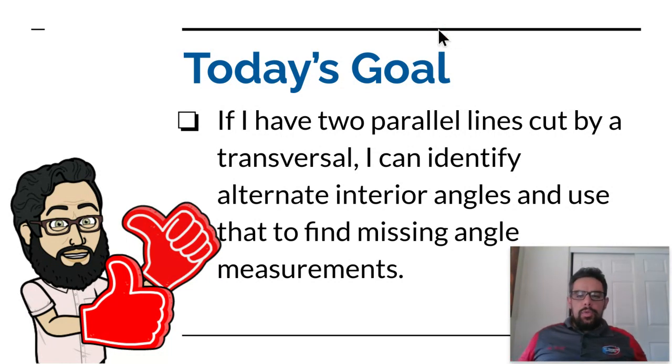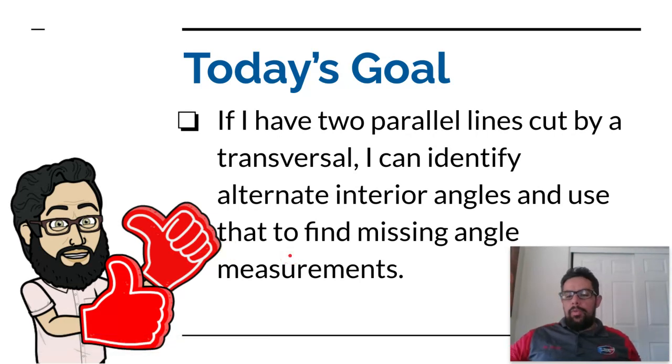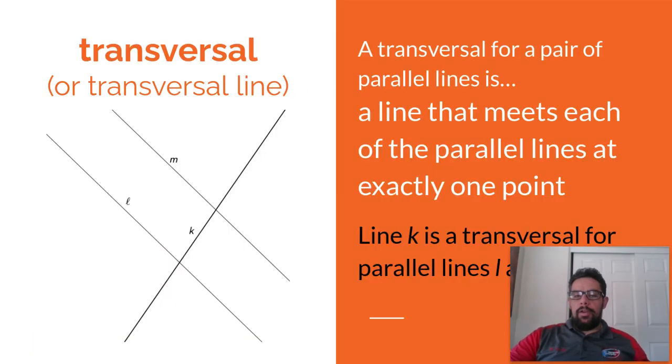If I have two parallel lines cut by a transversal, I can identify alternate interior angles and use that to find missing angle measurements. So two new things that we saw are these words right here: transversal, we'll see what that is, and alternate interior angles. We went over where those angles are inside a diagram, and we're going to be using that to find the missing measurements of angles.